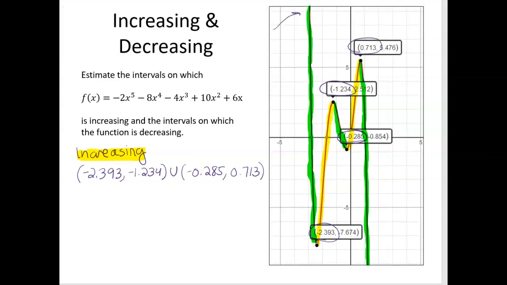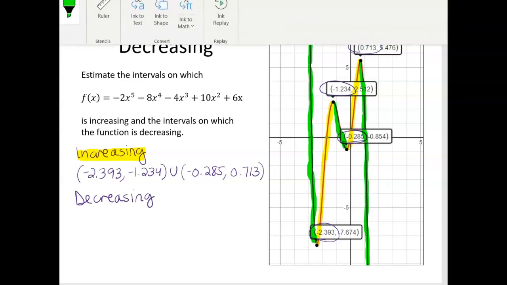If you started your roller coaster up here on the left side of the graph, you would go down, then you go up, then you go down, then you go up, then you go down. Okay, so we always read from left to right and just think about, if it was a roller coaster, would you be going down or up? Okay, so let's go do our decreasing here.